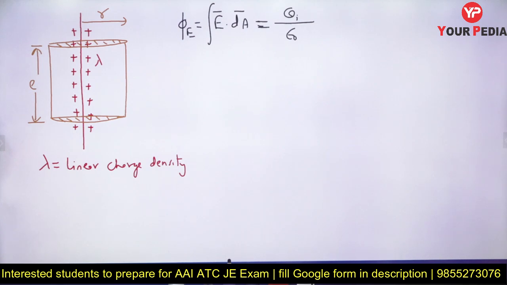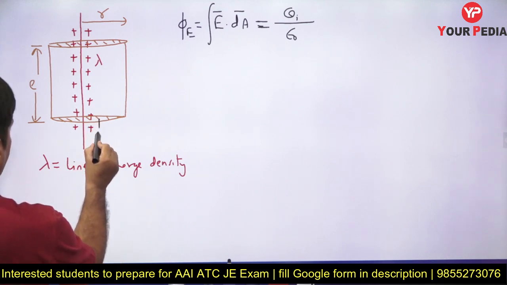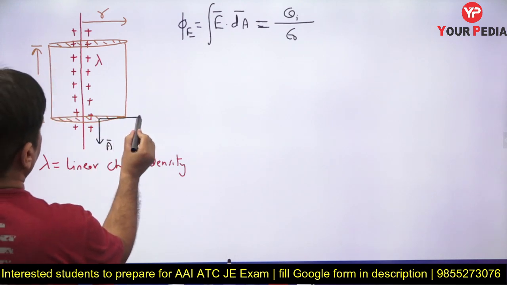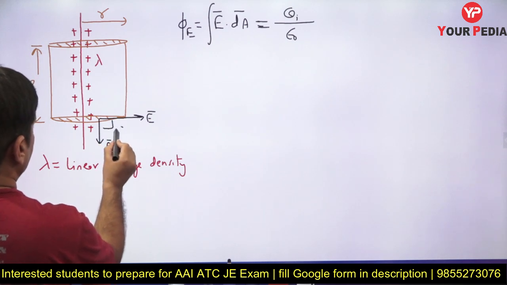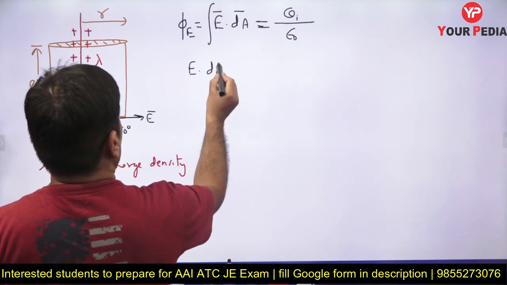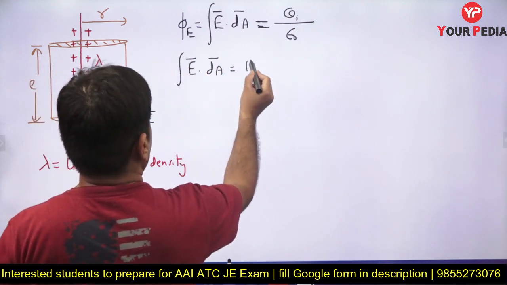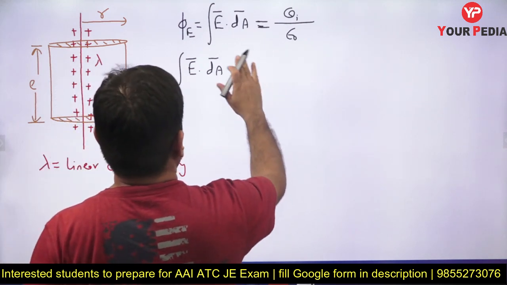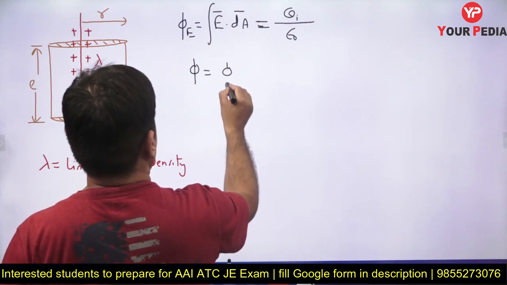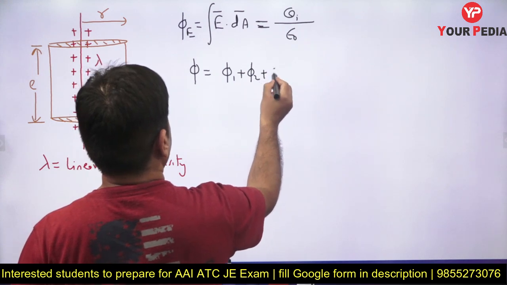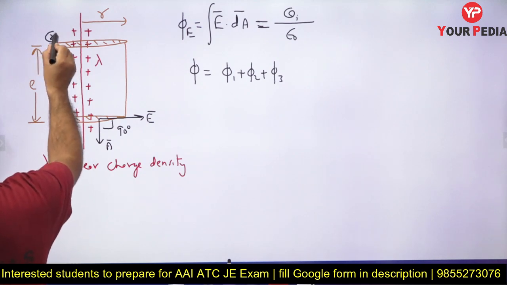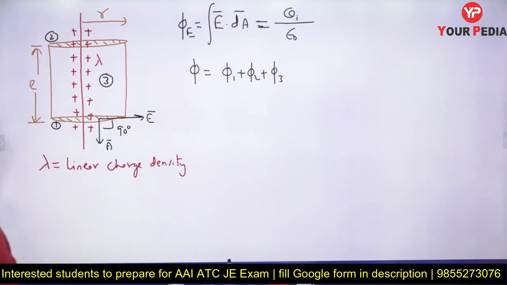Now suppose I talk about this surface. You see the area vector is this side, and the electric field vector will be this. Angle between the two is 90 degrees. Hence if I want to find out flux for the first surface, top surface, bottom surface, and then third, let me give the name. This is 1, this is top surface 2, and 3 is the curved surface.